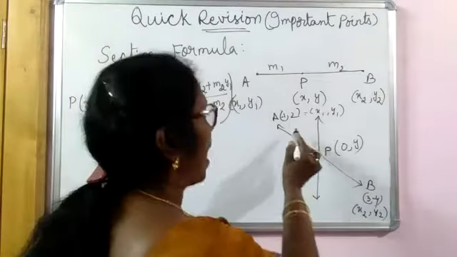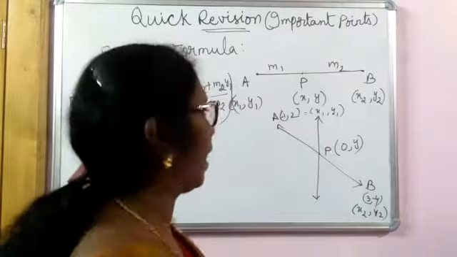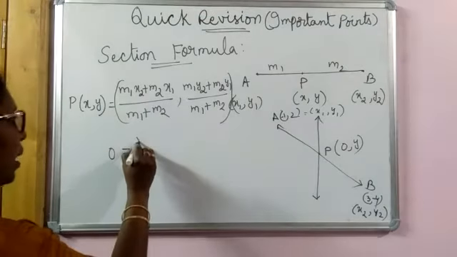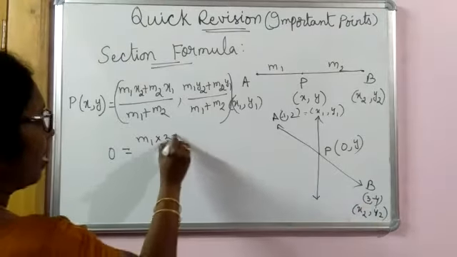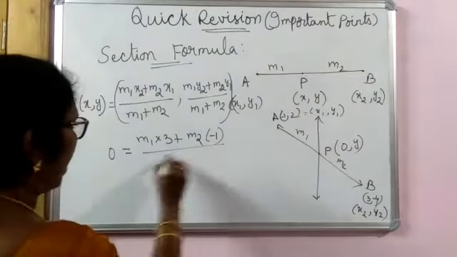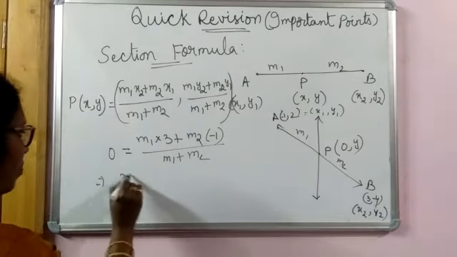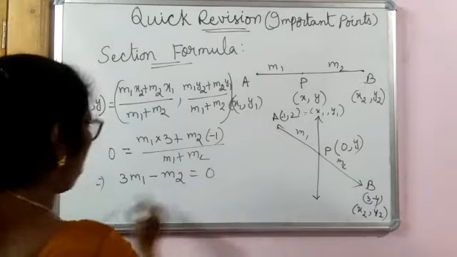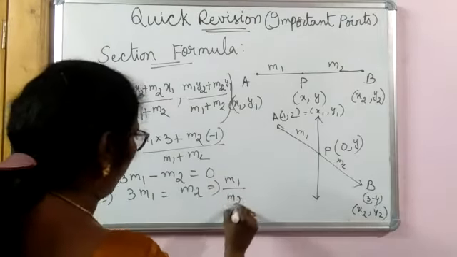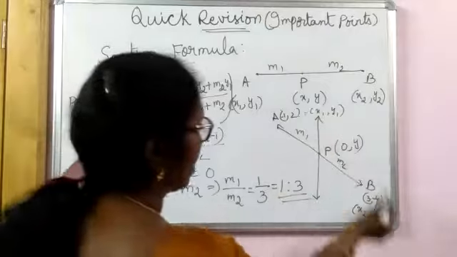These types of questions will be asked: find the ratio by which the point of intersection divides the line segment joining A and B. Here you know the x coordinate, and in order to get it, the formula you already know. So 0 is equal to (m1 times x2, which is 3, plus m2 times x1, which is -1) by m1 plus m2. By cross multiplication, (m1 plus m2) into 0 is 0. That means 3m1 minus m2 is 0, or 3m1 is equal to m2. Bring this m2 to this side: m1 by m2 equals 1 by 3. So what is the ratio? Point P divides A and B in the ratio 1:3.